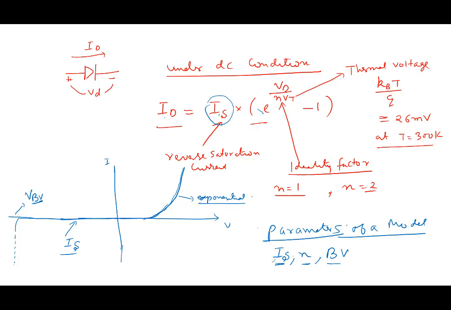Germanium diodes will have a different value of IS. Gallium arsenide diodes will have a different value of IS. Diodes with heavy doping will have lower breakdown voltage. Diodes with lighter doping will have higher breakdown voltage. So you can find diodes which have a breakdown voltage of 1000 volts, and you can find diodes which have a breakdown voltage of only 20 volts. They will all have this equation, but they will have these different parameters, IS, N, and BV.